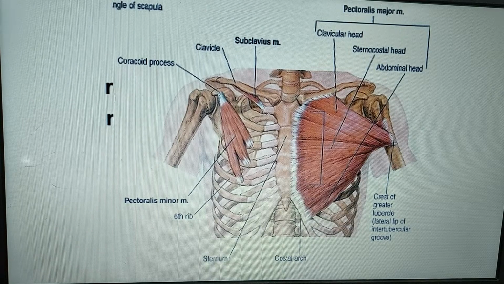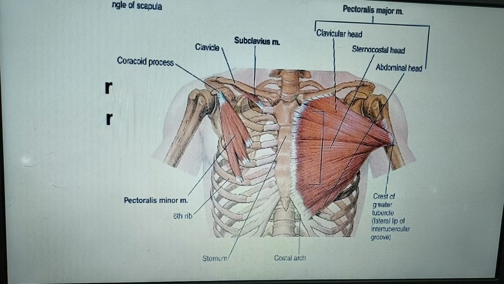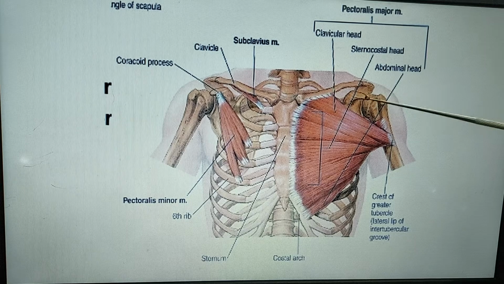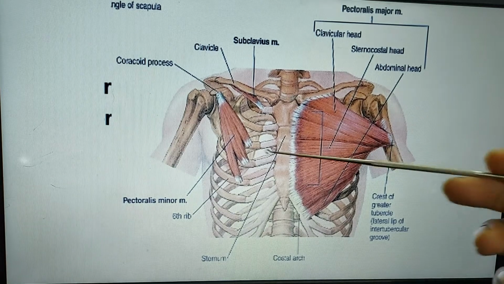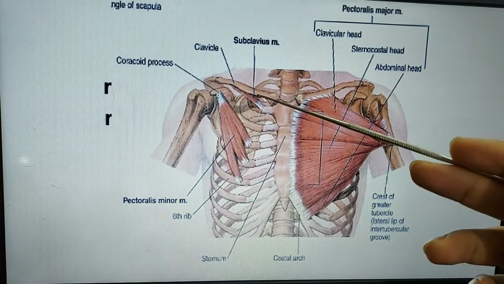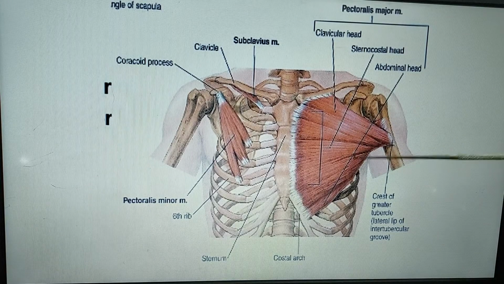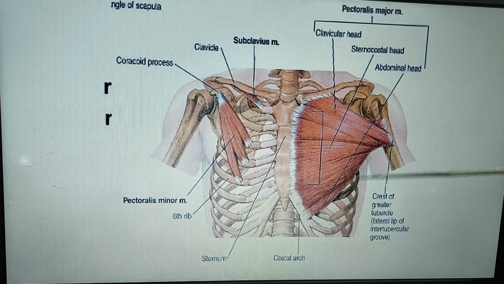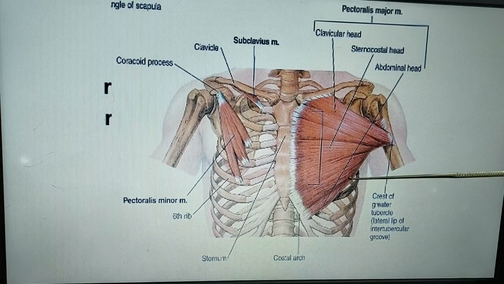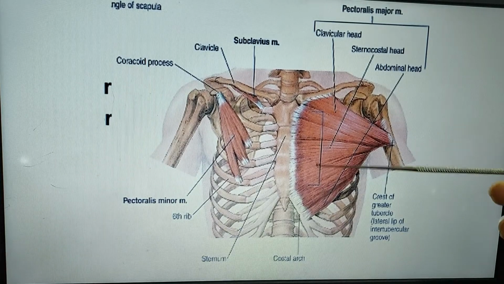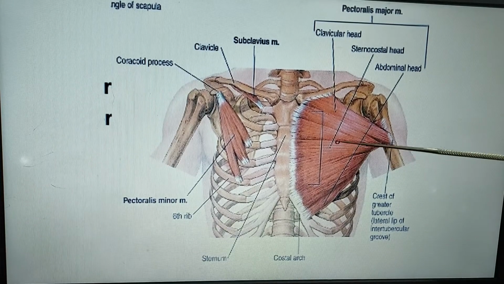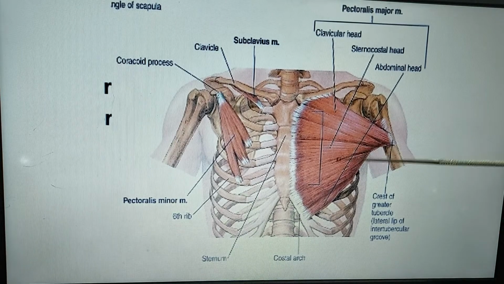Now, muscles of the pectoral region. The main muscles of the pectoral region are the pectoralis major muscle, the pectoralis minor muscle, the subclavius muscle, and the serratus anterior muscle. So first of all, the pectoralis major muscle. It is the largest muscle in this area.